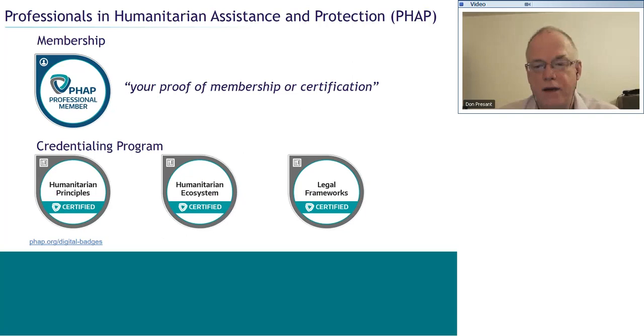PHAP, Professionals in Humanitarian Assistance and Protection, I mentioned them, and they're actually part of the Humanitarian Passport Initiative. They have membership badges, and these aren't just sign up and be a member. You actually have to be a working member in the sector, meet that requirement, and then also pay a membership fee, and then you're allowed to produce this proof of membership or certification. So the credentialing along the bottom, those are those three I mentioned that are in place. There are another three that are following up that map to other parts of the CHCF, coming out later this, I guess, more like next year.